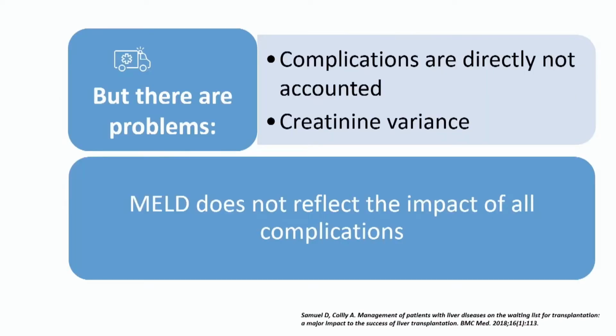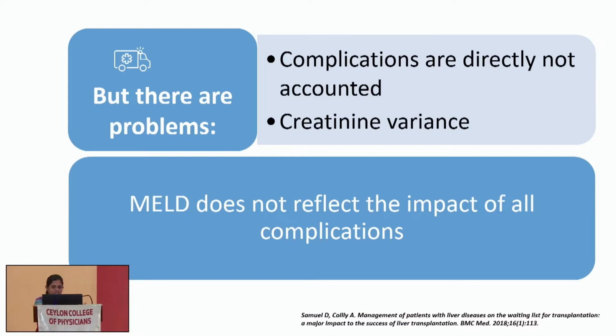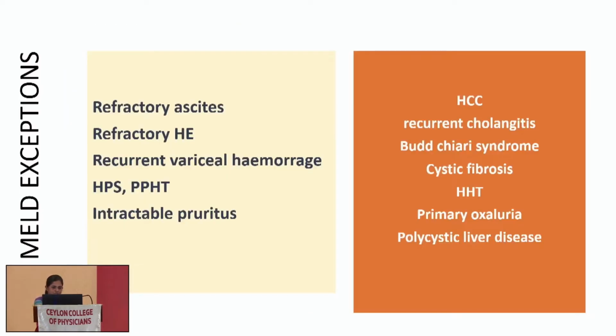But there are problems with the MELD score, because we know that if the patient develops any complications, the survival rate of cirrhotic patients will drastically drop. Those complications are not directly captured in the MELD score. There can also be variations in creatinine, because of sarcopenia and poor nutrition. So the MELD score does not reflect the impact of all complications in cirrhosis. That is where the MELD exception comes in.